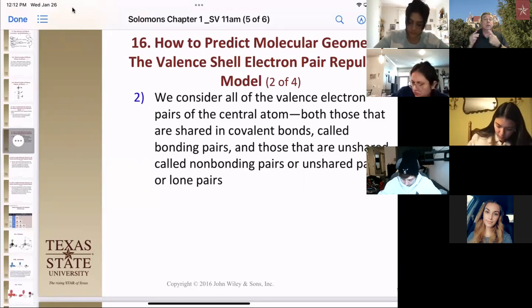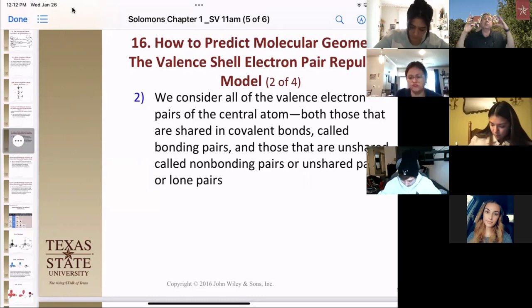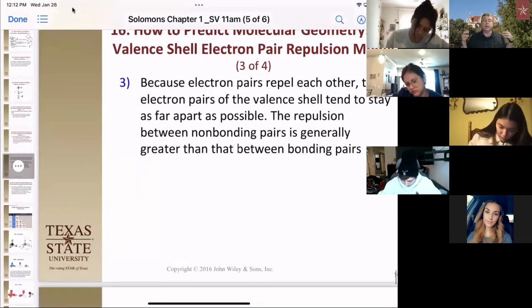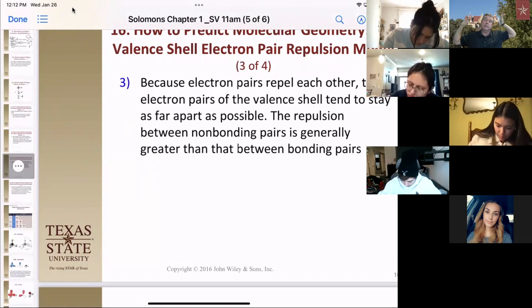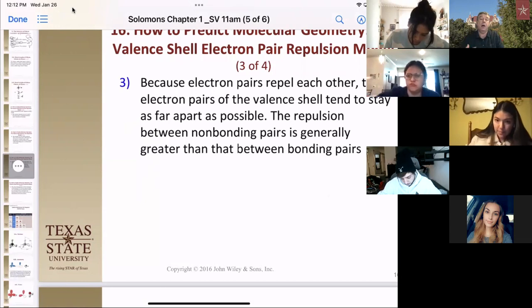And we need to know whether they're shared as covalent bonds, which are the bonding pairs, or they're unshared, and those non-bonding pairs are what we call lone pairs. Lone pairs are a little bit different than bonding pairs, but they each take up a certain amount of volume. So we need to know which is which. The next thing we need to know is that electron pairs repel each other. And so that makes them want to stay as far apart as possible. And that generalization means that we can figure out exactly the shape of the molecule by figuring out how many things we have that are spreading each other apart.